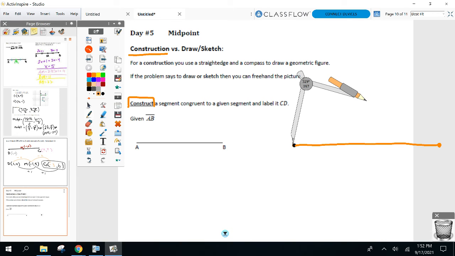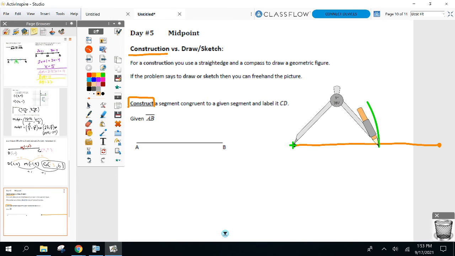Let it sit right there. Now here's where it may become awkward, because you're going to make your first arc mark here, using the pencil part. What I'd like you to do is draw an arc from the endpoint that goes through your line segment.